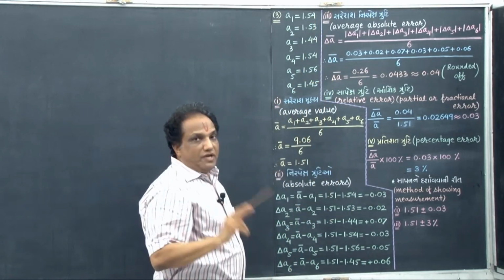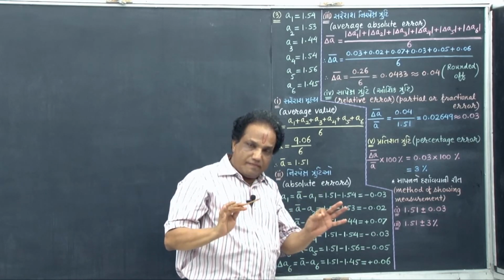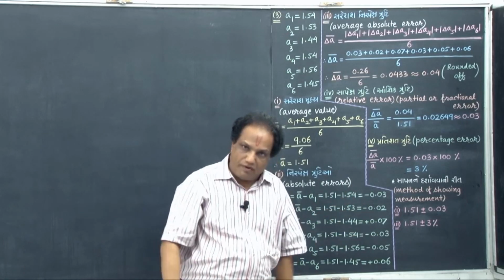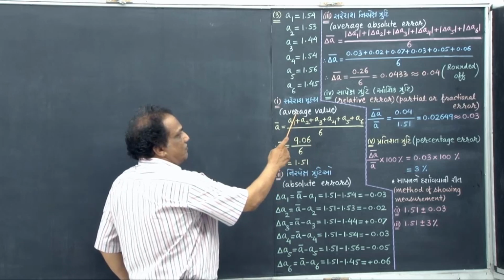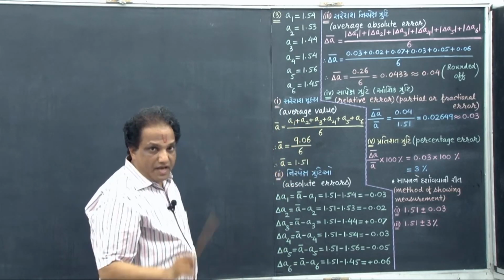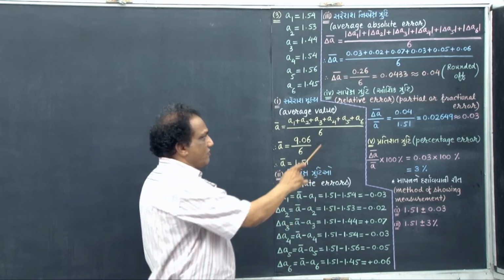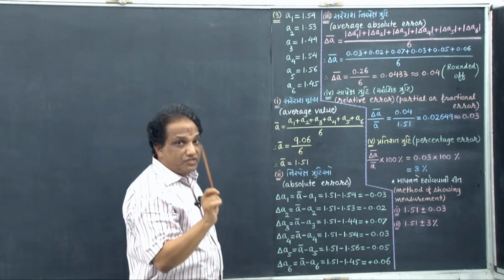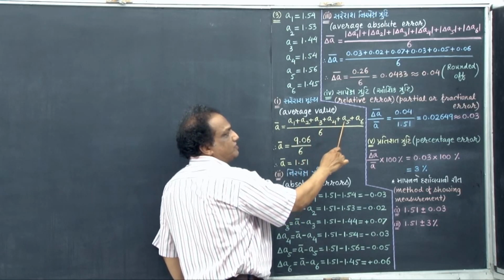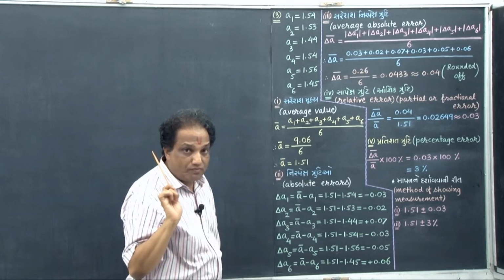Now, in these measurements, we are supposed to find out absolute error, then relative error, then percentage error. Let us find out one by one. First of all, we find out the average value. It is A bar, and it is the summation of given observations divided by the number of observations. Here the number of observations is 6 and the summation will be A1 plus A2 plus A3 plus A4 plus A5 plus A6, that divided by 6 will give me the average value of given observations.